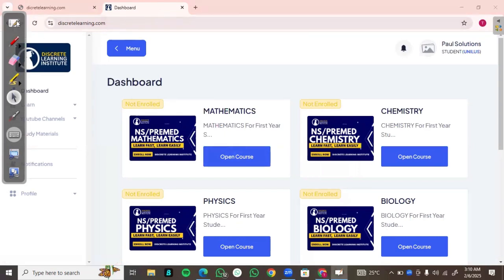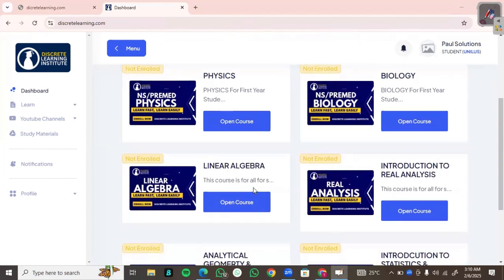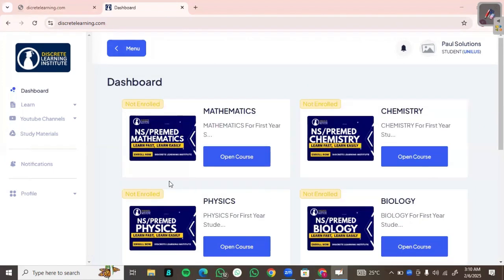Okay, so this dashboard here has all the courses that we offer. So there's chemistry, math, physics, biology. If you're taking linear algebra, you can register, introduction to real analysis, all that. So let's say, for example, you want to register for mathematics. So what are you going to do? You're going to click open.